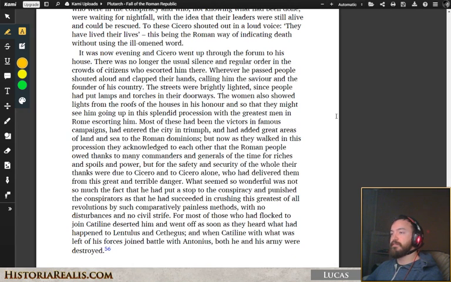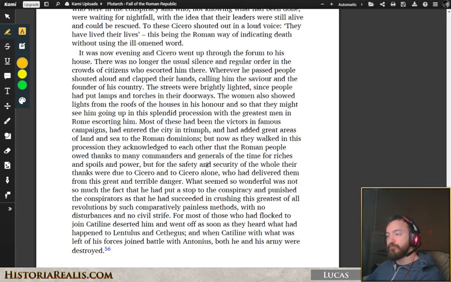Most of these had been the victors in famous campaigns, had entered the city in triumph, and had added great areas of land and sea to the Roman dominions. But now, as they walked in this procession, they acknowledged to each other that the Roman people owed thanks to many commanders and generals of the time for riches and spoils and power, but for the safety and security of the whole, their thanks were due to Cicero and to Cicero alone, who had delivered them from this great and terrible danger.